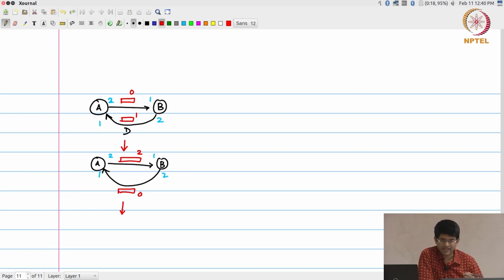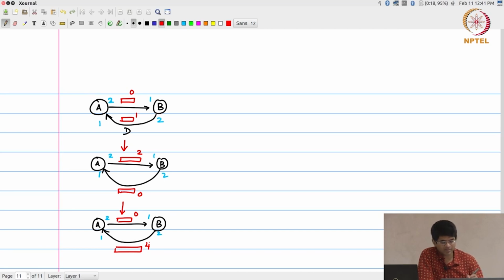Now two tokens are sitting on the A to B edge. B consumes one token every time that it fires, therefore in principle it can now execute twice. So let's just go ahead and execute both of them. This comes down to 0, this goes to 4. Okay. So now 4 tokens are sitting on the B to A FIFO, which means A can now execute 4 times.